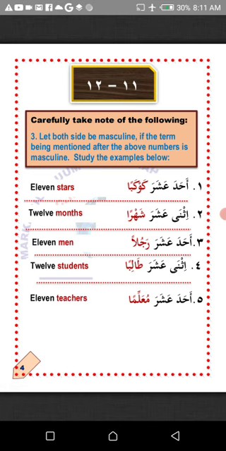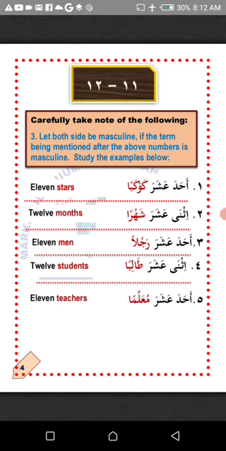Okay, let's try to illustrate using the following examples. Ahada ashara kawkaban. 11 stars. Kawkab is mudhakkar. Why is it mudhakkar? Because there is no ta'ul marbuta at the end of the Arabic word kawkab. So we treat it as mudhakkar, not as mu'annath, because of the absence of a ta'ul marbuta, round ta.